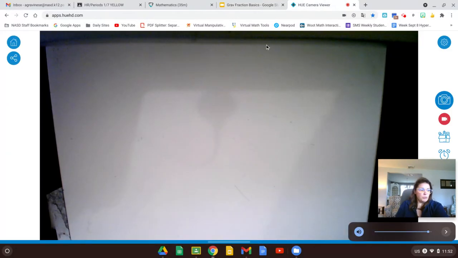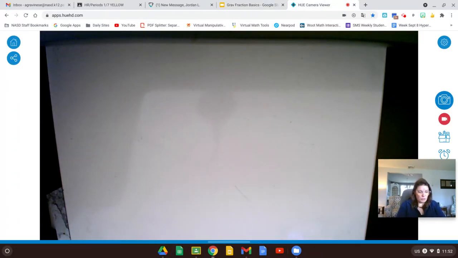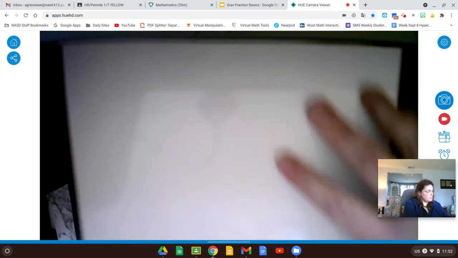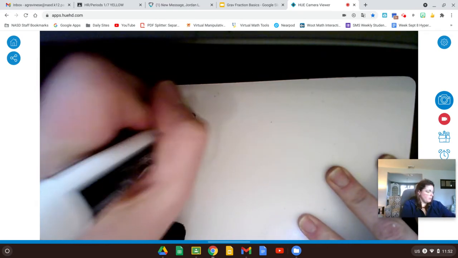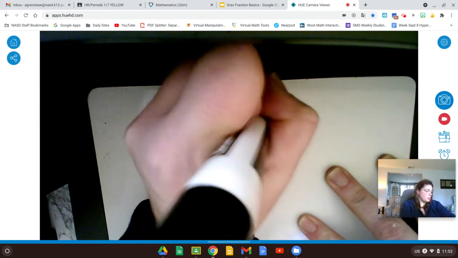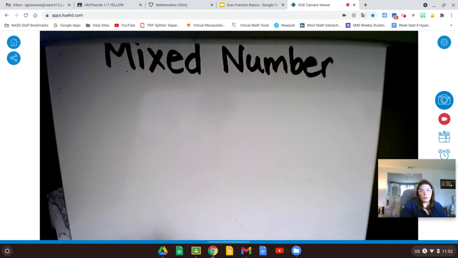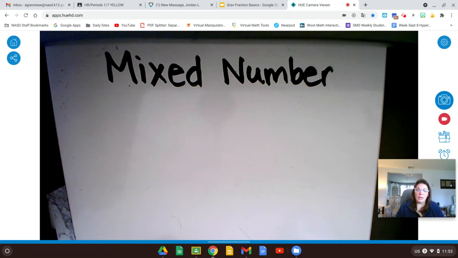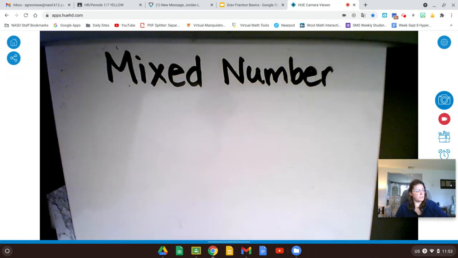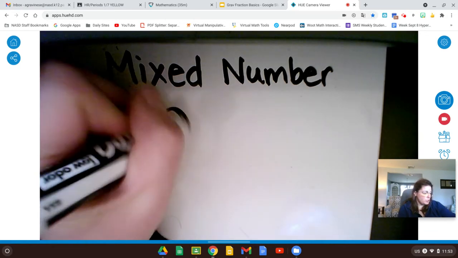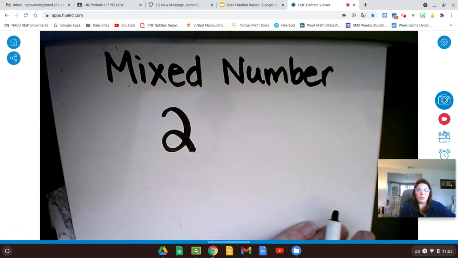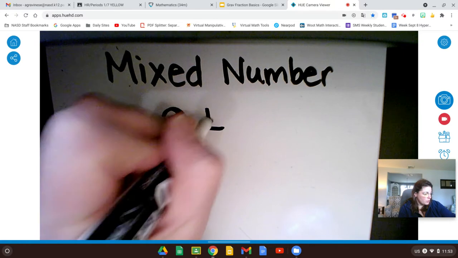All right, so I just want to review what those two things are. What is a mixed number? What is an improper fraction? So a mixed number is a combination of one or more wholes and then a part. So in a mixed number, you're going to see a whole number, such as 2, combined with a fraction, such as 1/3.